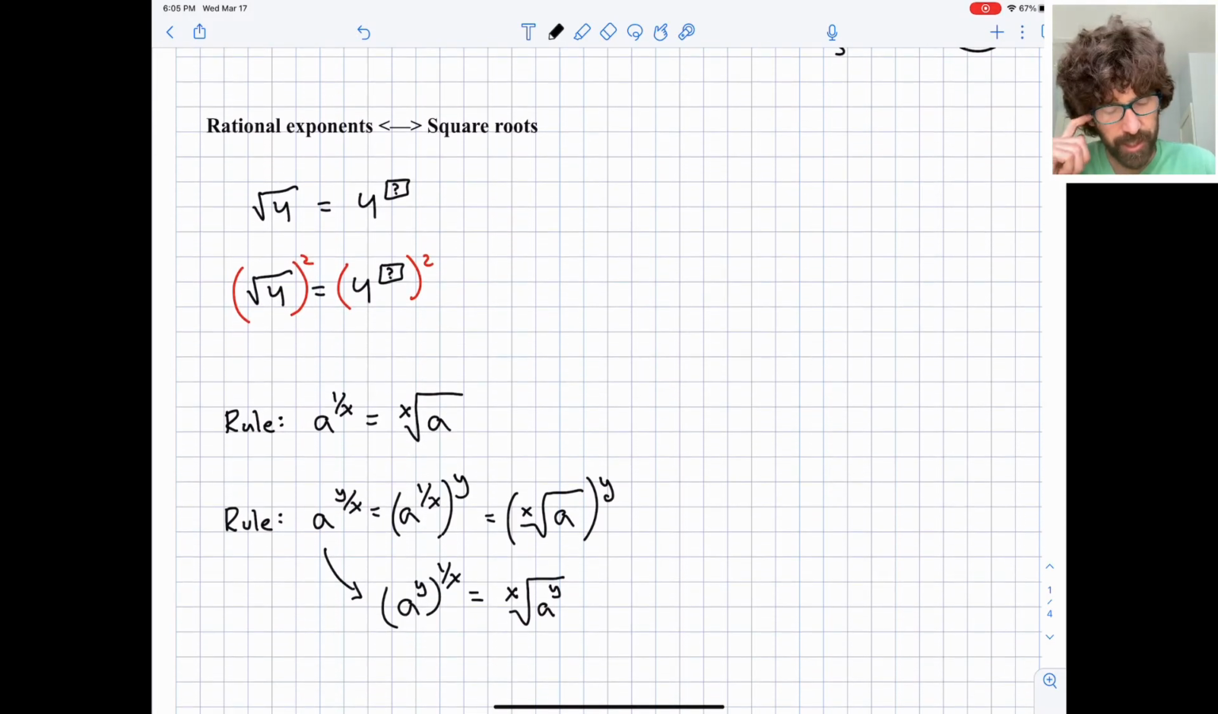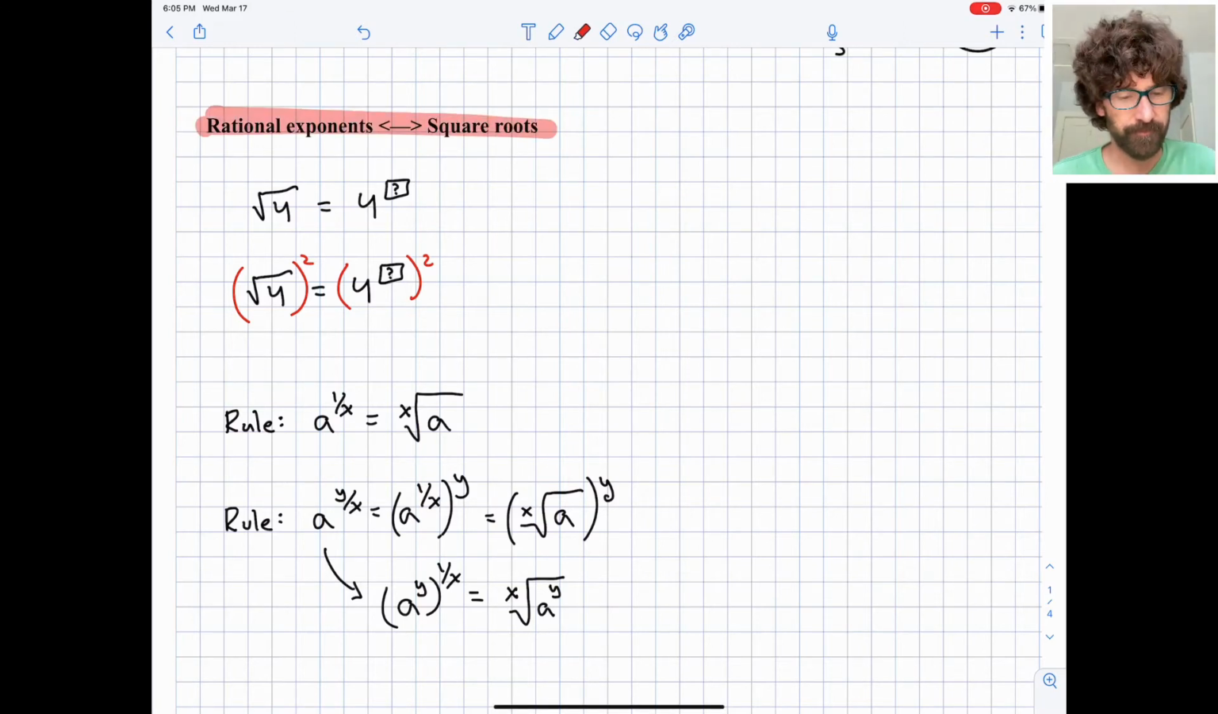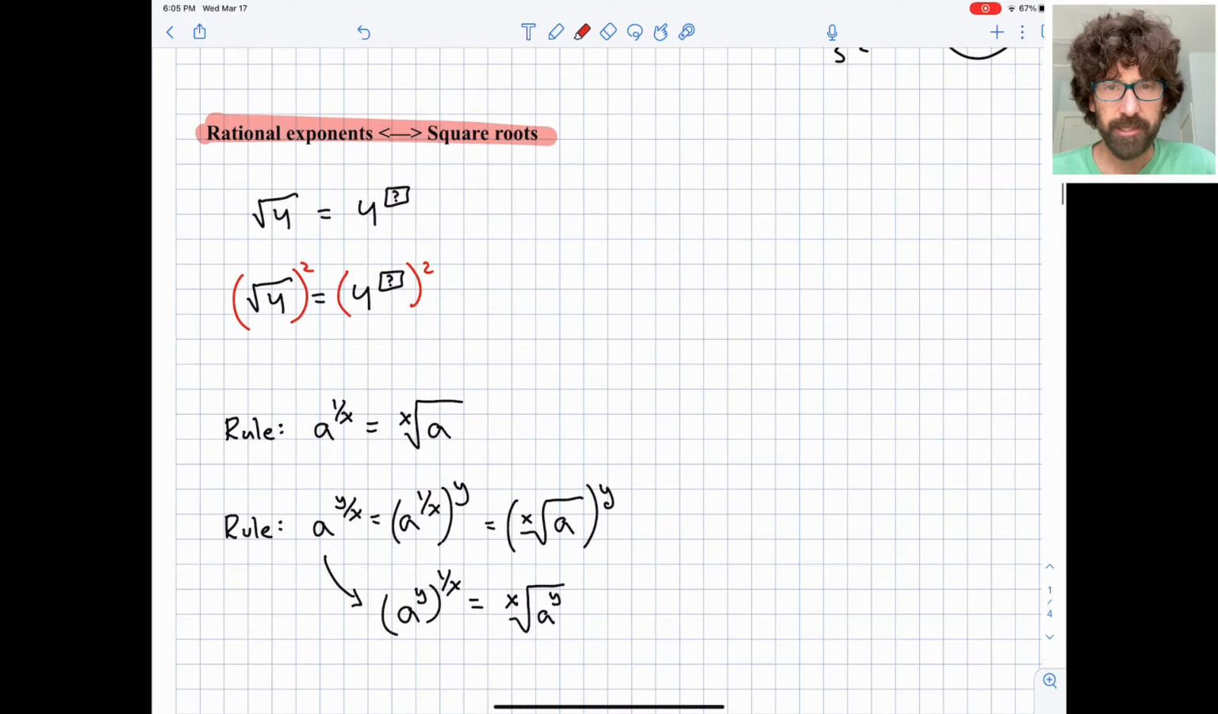So first I want to talk about the connection here between rational exponents and square roots. And I want to try to give you a little bit of a background. I don't want to just tell you the rule, I want to try to convince you that it's true and explain why. So let's say we knew that we were working with the square root of 4.